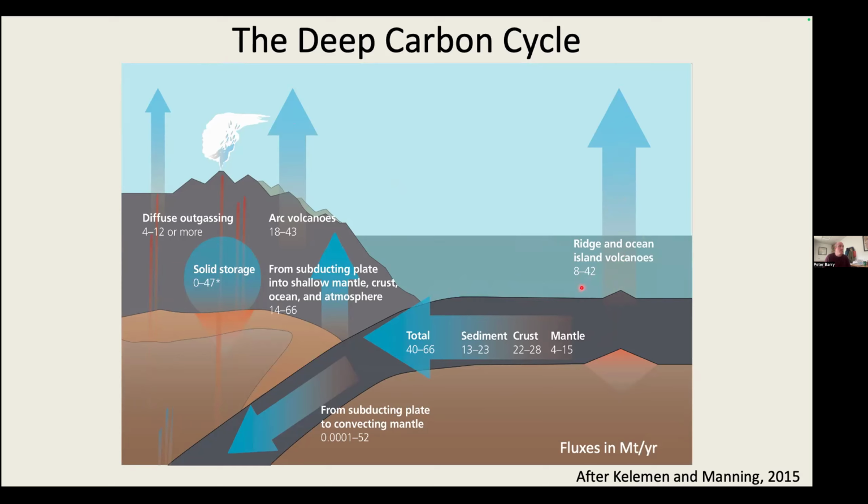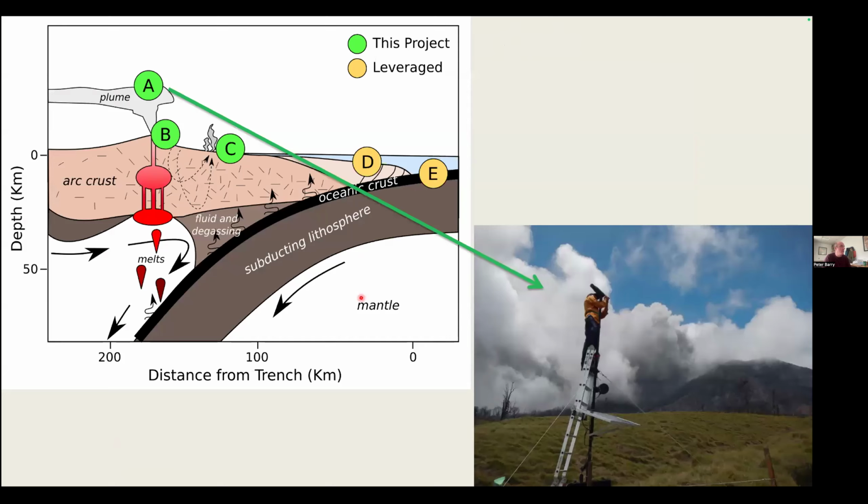These are estimates from a review paper from about 10 years ago. And these are estimates in megatons per year of how much carbon is being emitted from mid-ocean ridges, from arc volcanoes, and then comparing that with how much carbon is being subducted back into the Earth's interior due to subduction processes. One of the big unknowns is how much carbon is stored in Earth's crust. You can see that there's a huge uncertainty here on the solid storage in Earth's crust, somewhere between 0 and 47 megatons. So it's a really poorly constrained system, this deep carbon cycling process.